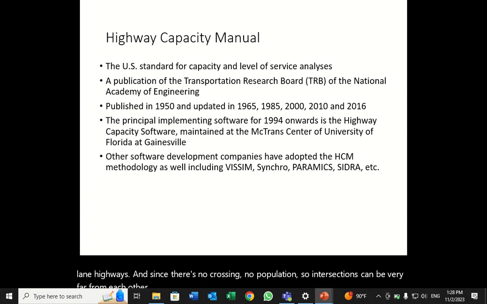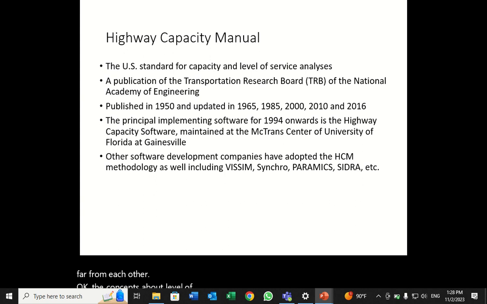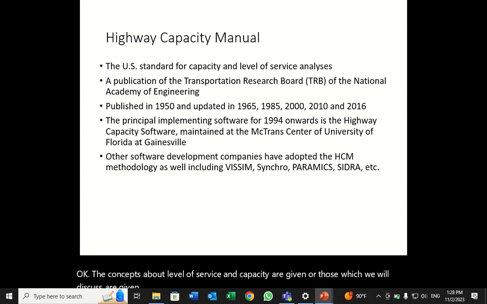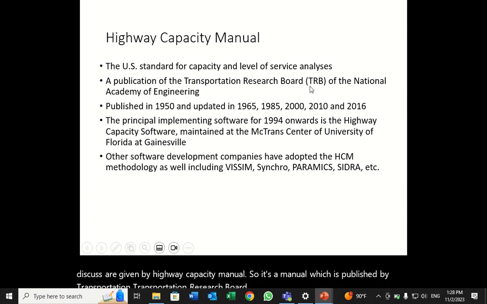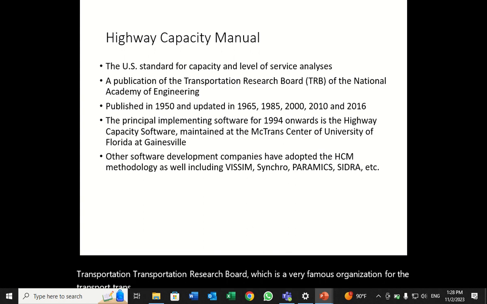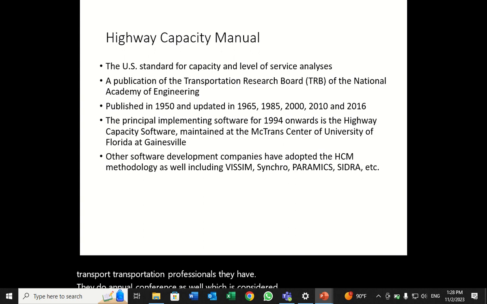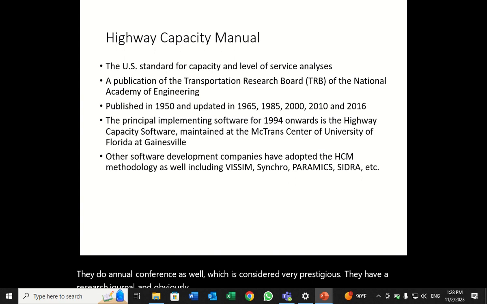Okay, the concepts about level of service and capacity which we will discuss are given by the Highway Capacity Manual. It's a manual which is published by the Transportation Research Board, which is a very famous organization for transportation professionals. They do an annual conference as well, which is considered very prestigious. They have a research journal, and obviously they also publish this manual as well.